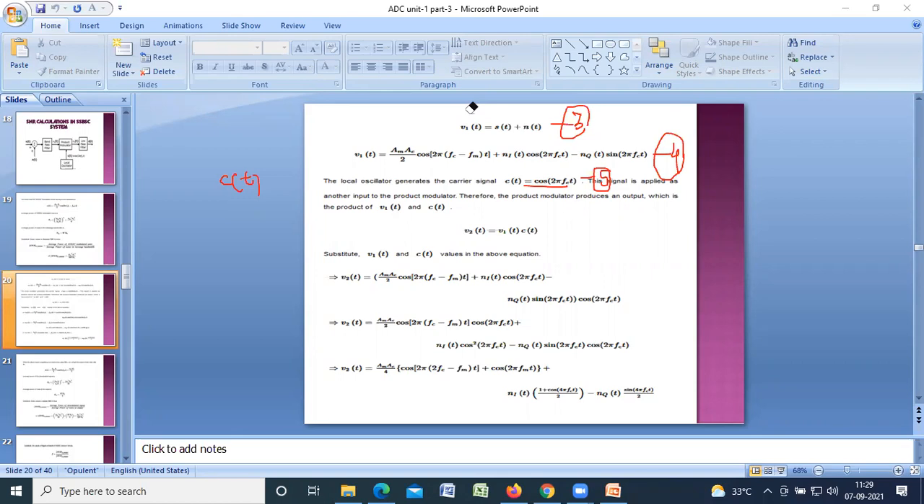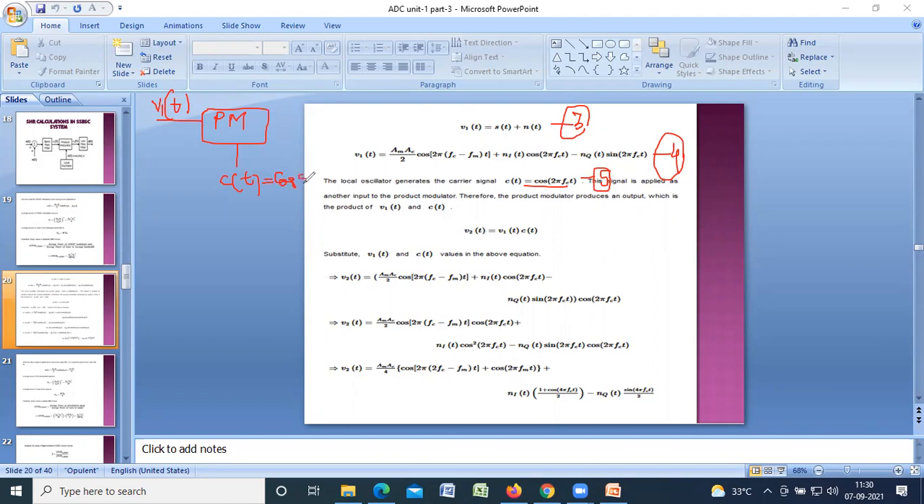Yes, ma'am. Done. Okay. Now next, after this, we have to find out the output v(t), that is the output of the product modulator. And which two inputs did you provide to the product modulator? One is v1(t), that is the output of the band pass filter, given as an input to the product modulator. Second input from the local oscillator, c(t) = cos 2π fc t.